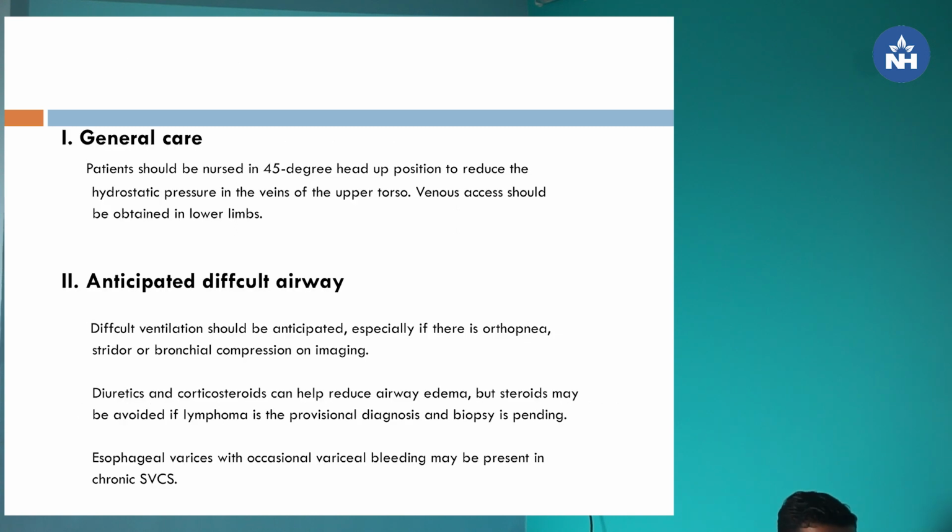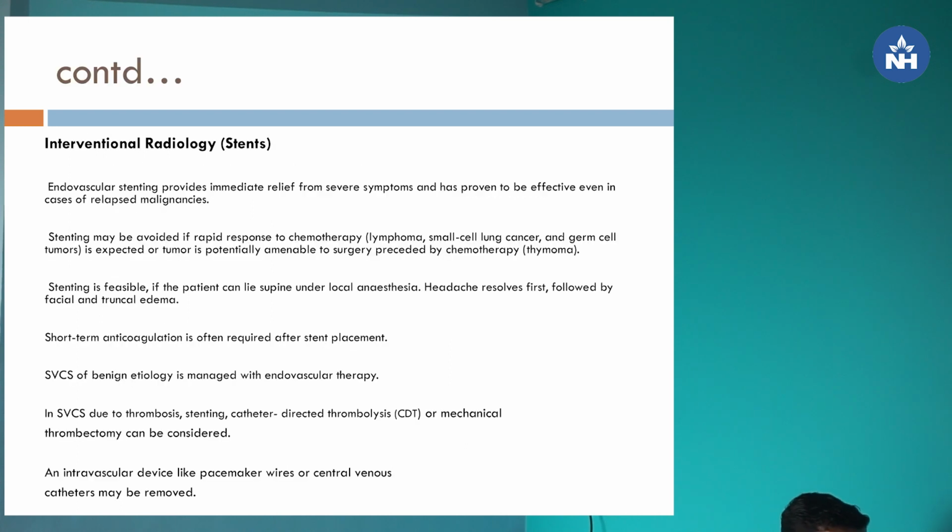Number 1 includes the general care. Patient should be nursed in 45-degree head up position to reduce the hydrostatic pressure in the veins of the upper torso. Venous access should be obtained in the lower limbs. Anticipated difficult airway. Difficult ventilation should be anticipated, especially if there is orthopnea, stridor or bronchial compression on imaging. Diuretics and corticosteroids can help reduce airway edema, but steroids may be avoided if lymphoma is the provisional diagnosis and biopsy is pending. Esophageal varices with occasional variceal bleeding may be present in chronic superior vena cava syndrome.